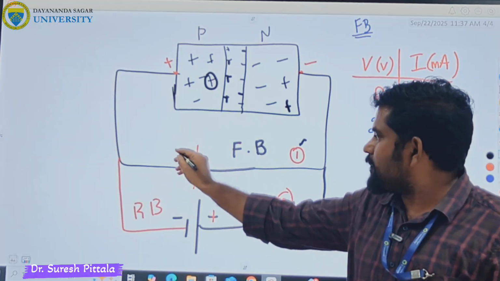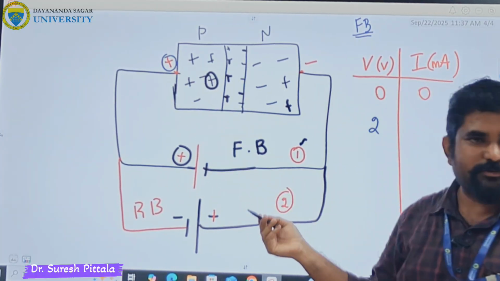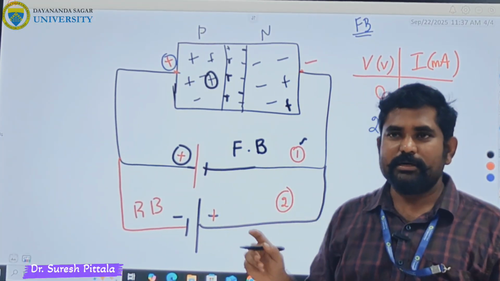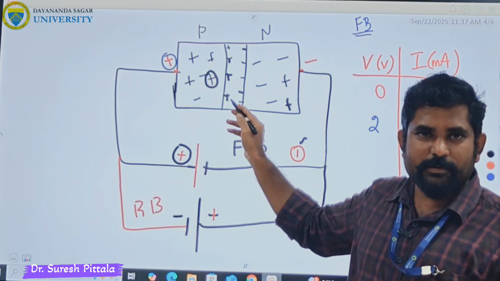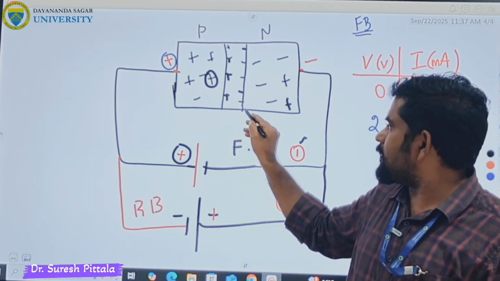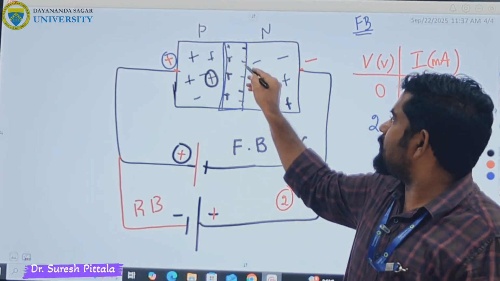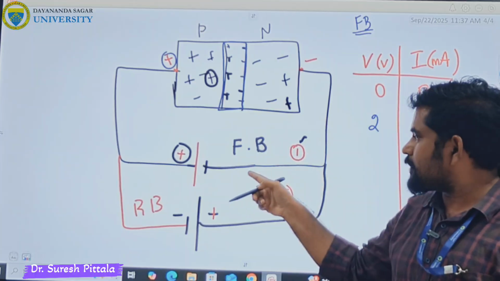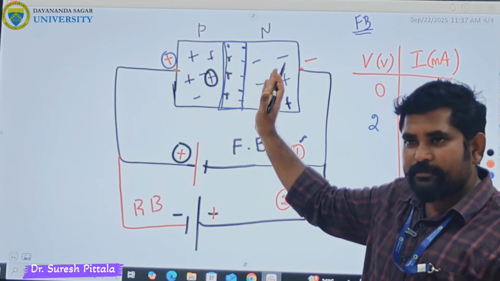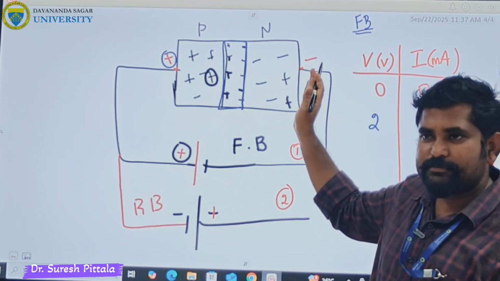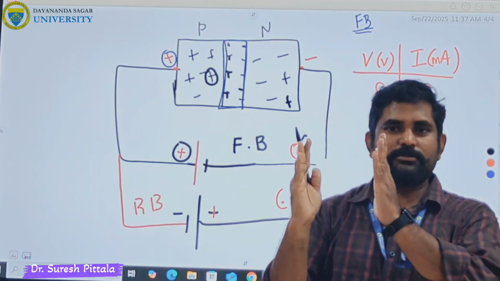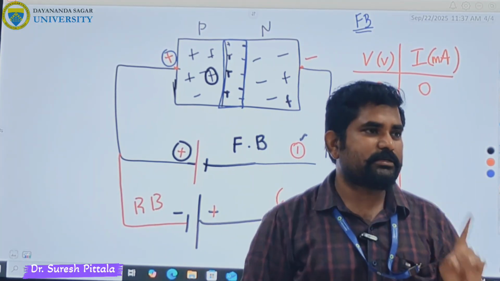Now because there is a positive charge here, a force of repulsion is seen. Therefore, what happens to the depletion layer? The width of the depletion layer was this much before connecting. Once you connect the forward bias, charges are moving to this side also. So what happens to the depletion layer? It decreases. Very, very important point.